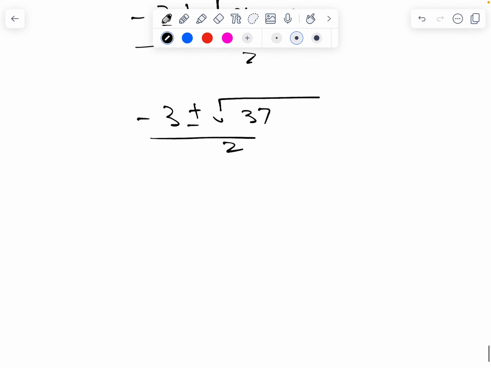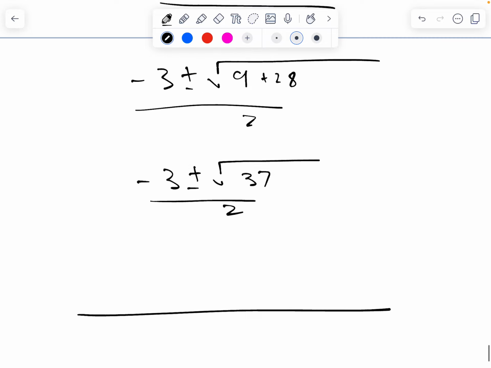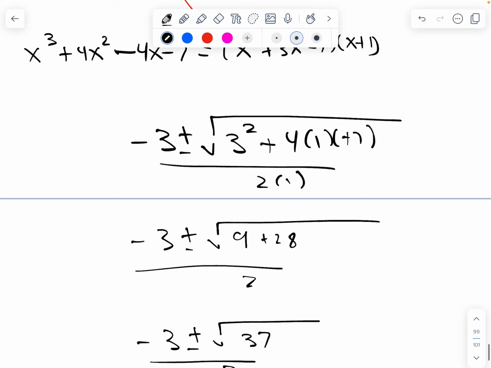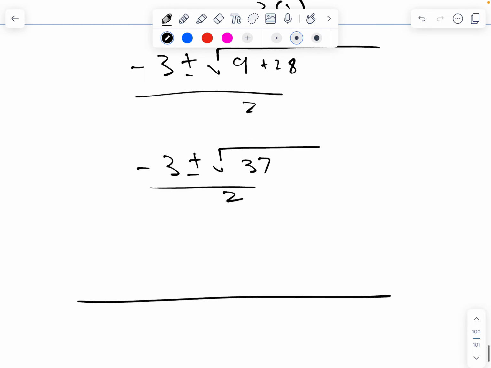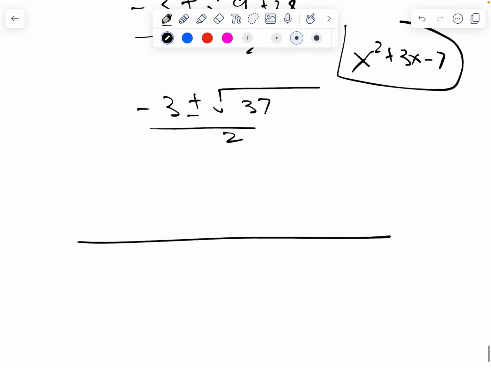So what does that look like? If I was to graph this, let's just think of the quadratic. We're only graphing x squared plus 3x minus 7. If I just graph this polynomial, what do those roots look like? Well, one of the roots is over here. It's going to be -3 plus the square root of 37 over 2. The other root is -3 minus the square root of 37 over 2.